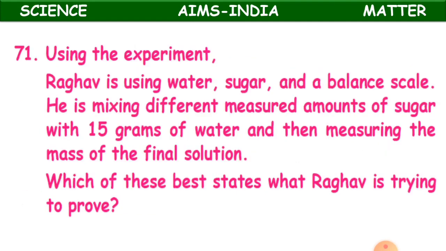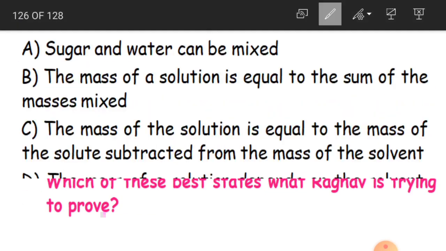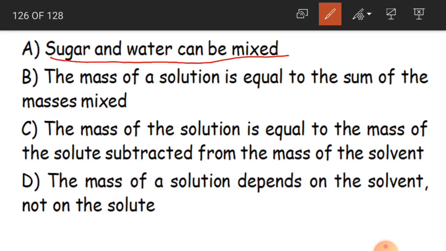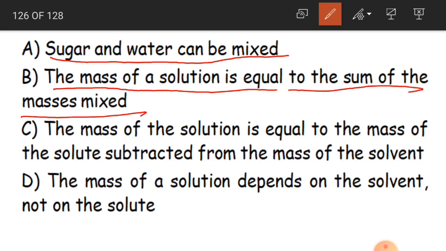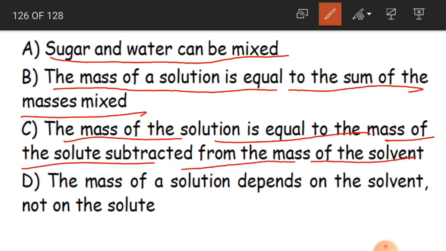Sugar and water can be mixed. Okay, I am just reading the options. Then we will select the answer. Sugar and water can be mixed. The mass of a solution is equal to the sum of the masses mixed. The mass of the solution is equal to the mass of the solute subtracted from the mass of the solvent. The mass of the solution depends on the solvent, not on the solute. And the answer is B. That is, the mass of a solution is equal to the sum of the masses mixed.